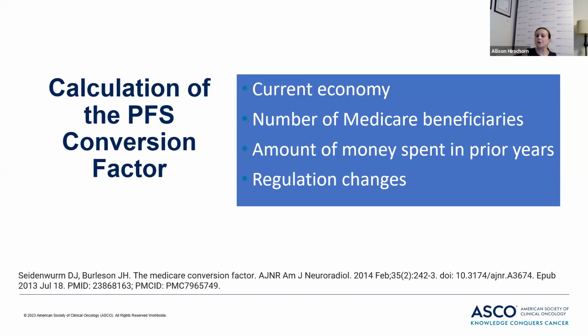And you may be wondering how CMS calculates the conversion factor itself. It's a mix of factoring in the current economy, the number of Medicare beneficiaries, the amount of money spent in prior years, and regulation changes. There is also something called the Medicare Economic Index, which is a measure of practice cost inflation to estimate annual changes in physicians' operating costs and establishing appropriate Medicare physician payment updates. However, the influence of the MEI on annual payment rates has significantly decreased over the years.